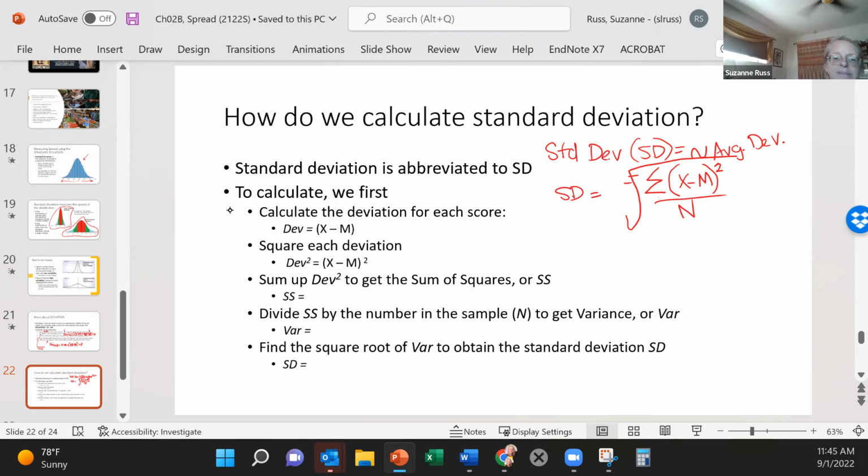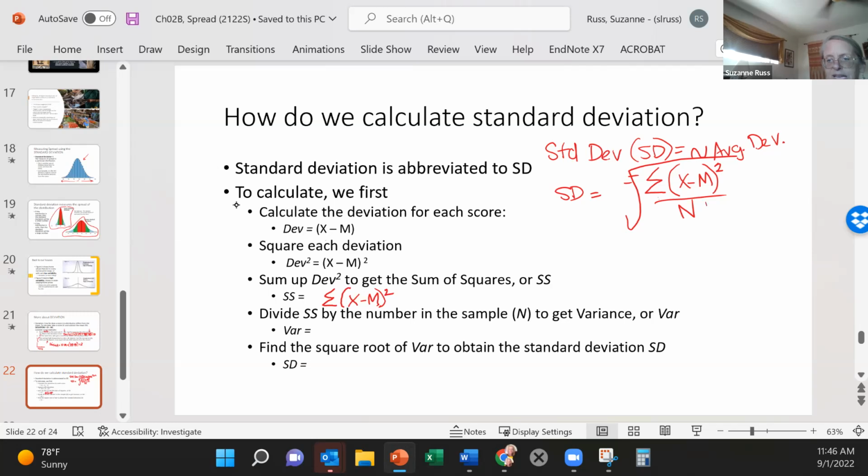So to go over that again, the steps we're going to follow are these. First, we're going to calculate the deviation for each score. How far is each score from the mean? We've just done this. Next, we're going to square each deviation. Then we're going to sum up these deviations to get what we call the sum of squares. So the sum of squares we're going to work with a lot. It's the sum of all those deviations squared, each deviation squared, and that's called the sum of squares.